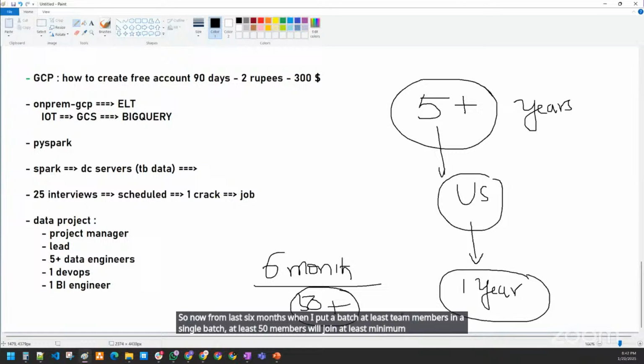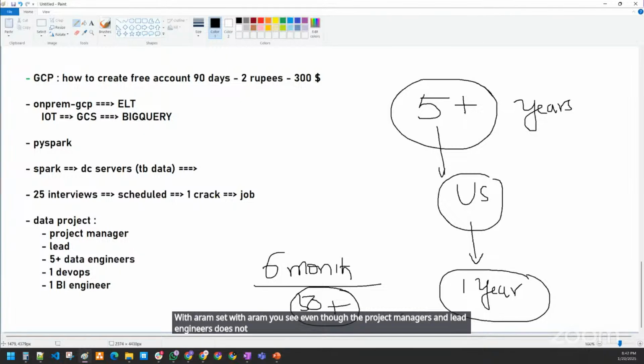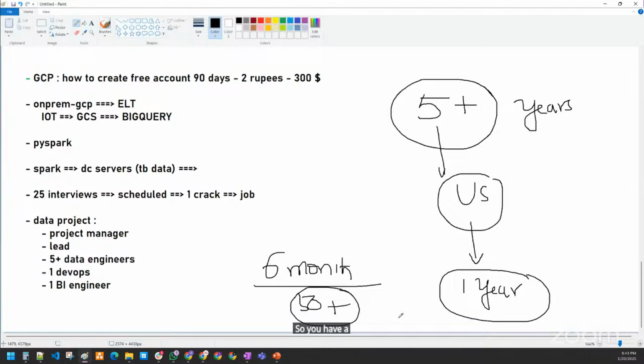Because I've been telling this for the last 2 years, some people who joined 2 years back are currently working with Aramse. Even though the project managers and lead engineers do not know about GCP, they don't put a lot of pressure on you to learn this one, do this work. So you have the flexibility to work in this area.